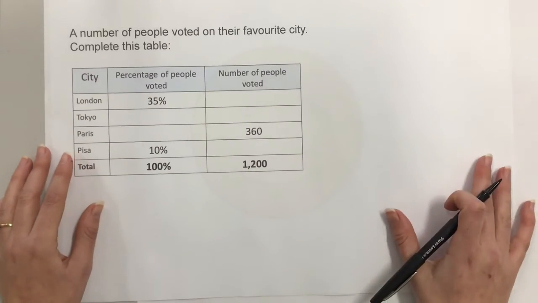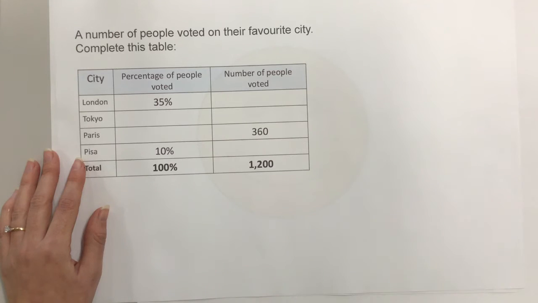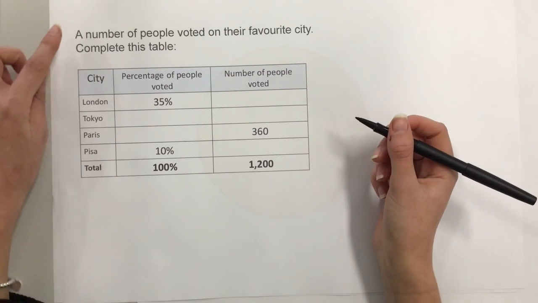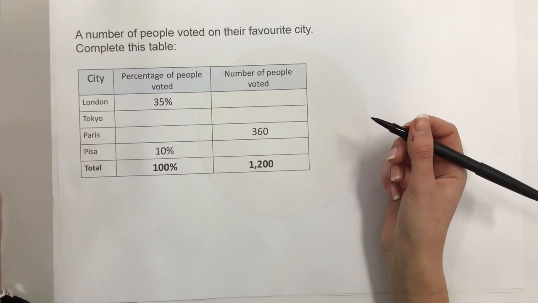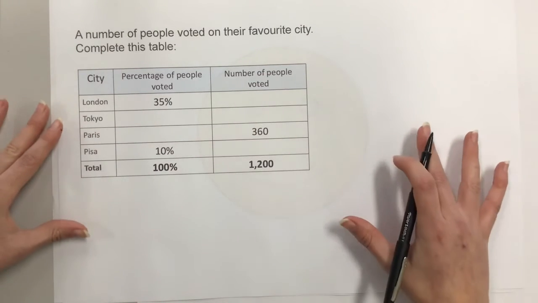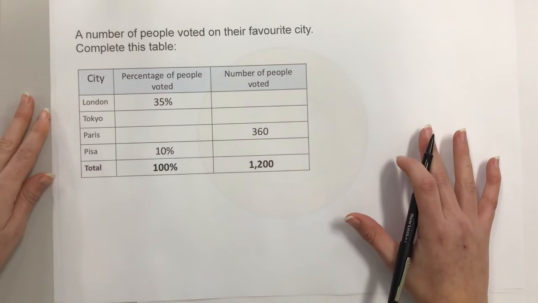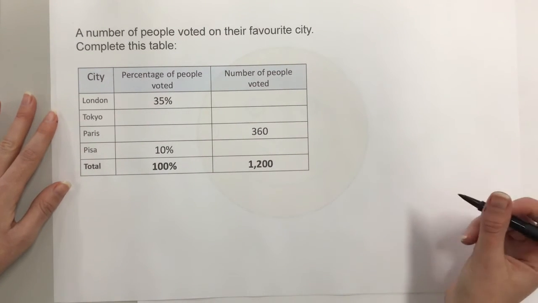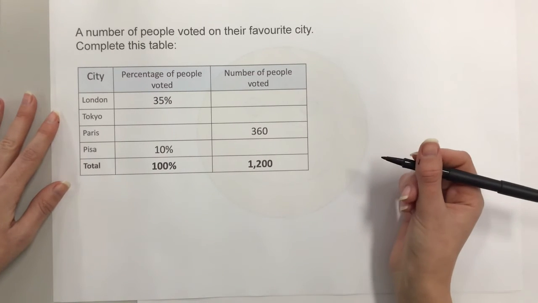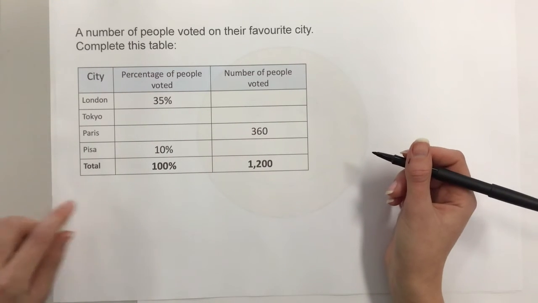Okay, so this is the last one we're going to do together now. This one says, a number of people voted on their favourite city. Complete this table. Okay, so these kinds of questions can look a bit daunting at first, and we can think, oh, I don't have enough information to answer that. But if we work it through step by step, we can do this.